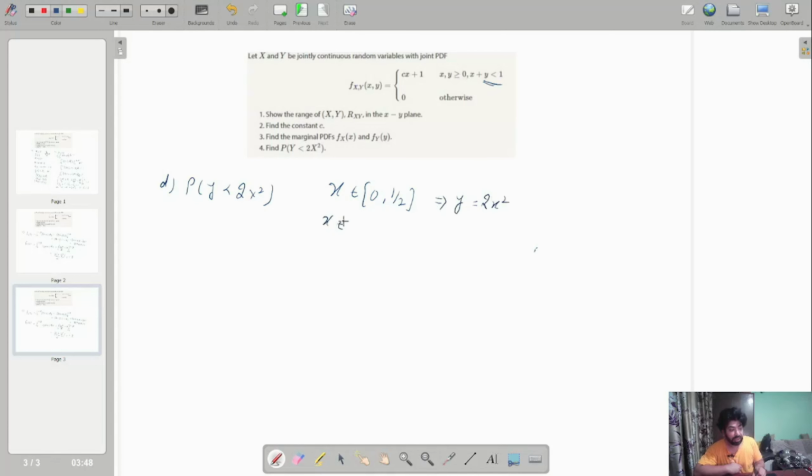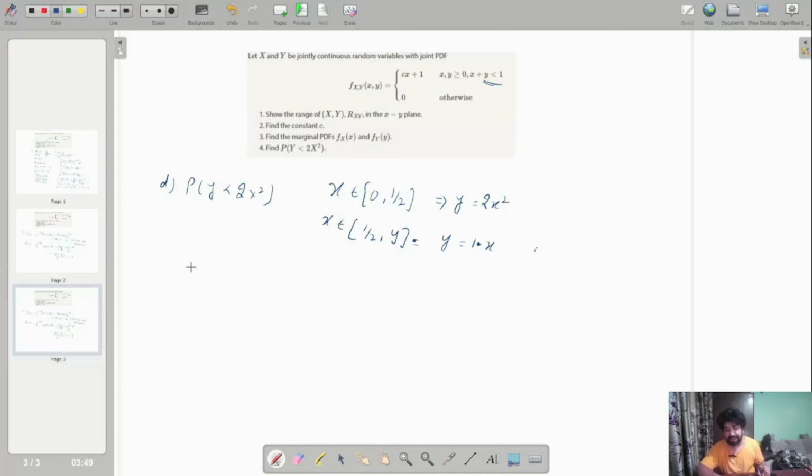Similarly, if I say x belongs to 1 by 2 to 1, in this case the 1 minus x line will not be crossing this. So in this case I can say my upper limit will be y equals to 1 minus x. So what I have is two limits. One in the case when we have x ranging from 0 to 1 by 2, and another in the case when I have x ranging from 1 by 2 to 1. So we will make the function now.